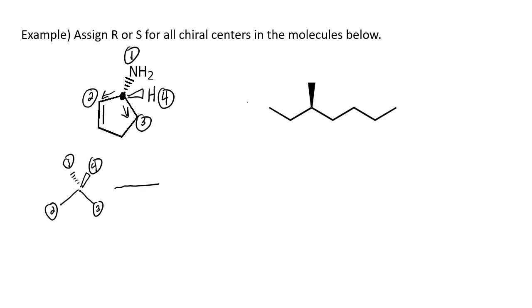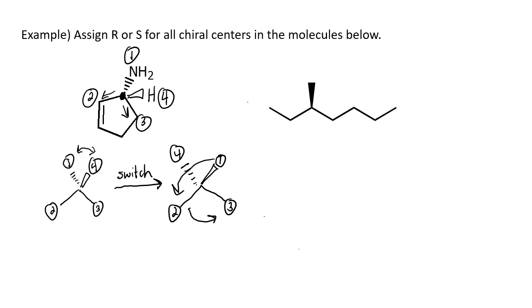Now because 4 is not in the back, I'm going to have to do my switch trick. I'm going to switch 1 and 4. You just switch 4 with whatever's in the back. 2 and 3 are staying the same. Now I'm going to count around. 1, 2, 3. And that's counterclockwise, so my switch is S, which means my original is R.